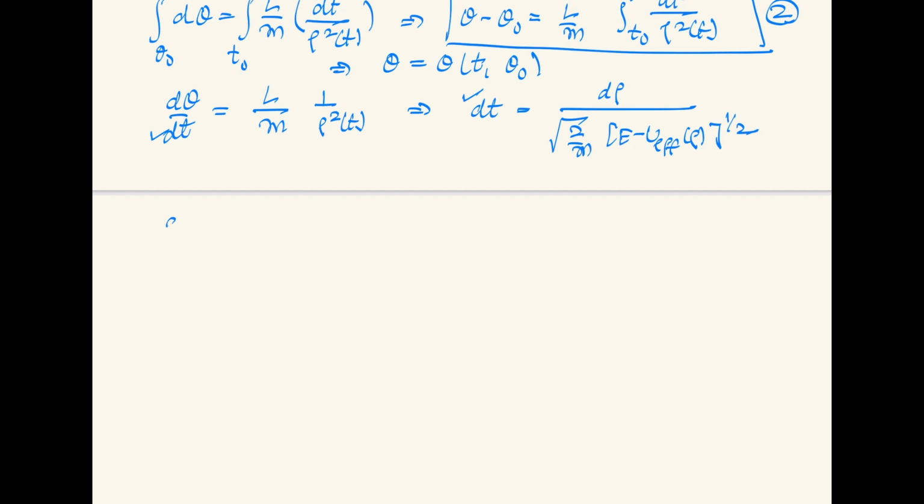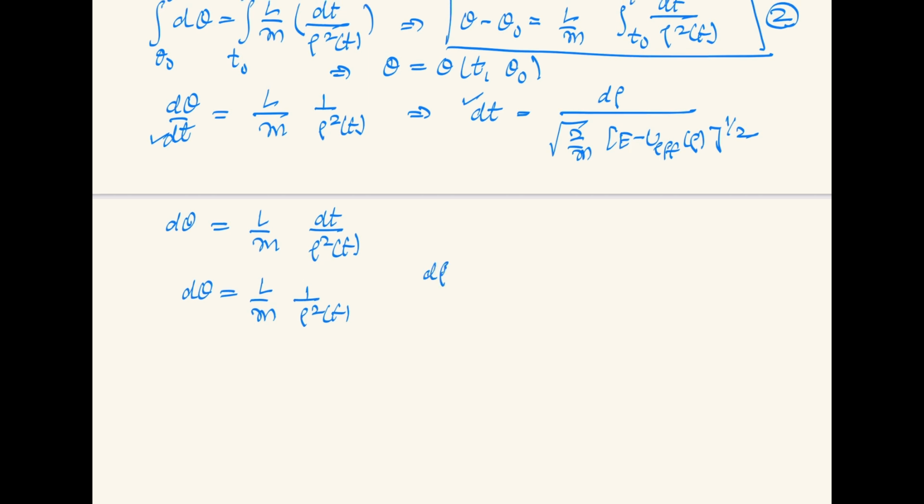I am going to find that d theta, or rather let me multiply this by dt. So I am going to get d theta is L by m times dt divided by rho squared of t. So I am going to find that d theta is equal to L by m 1 by rho squared of t, and substitute for dt, which gives me d rho divided by square root of 2 by m into E minus U effective of rho, raised to the power half. Is that okay?